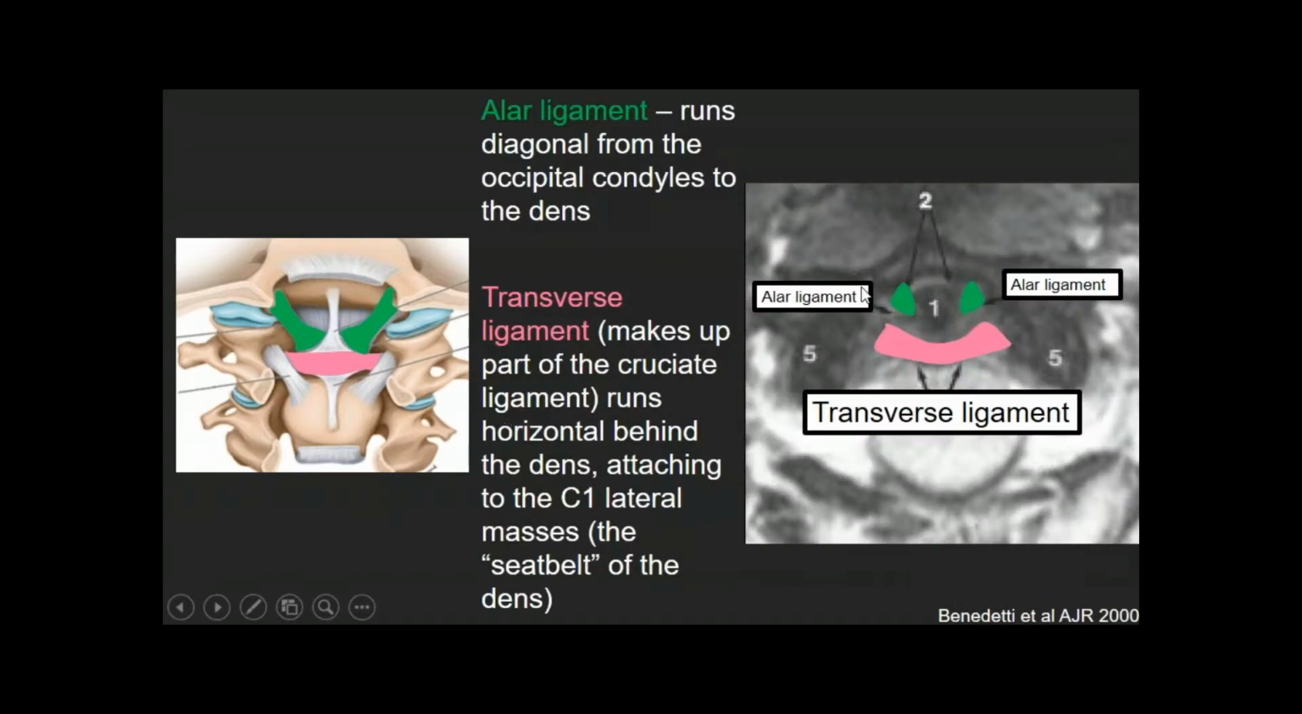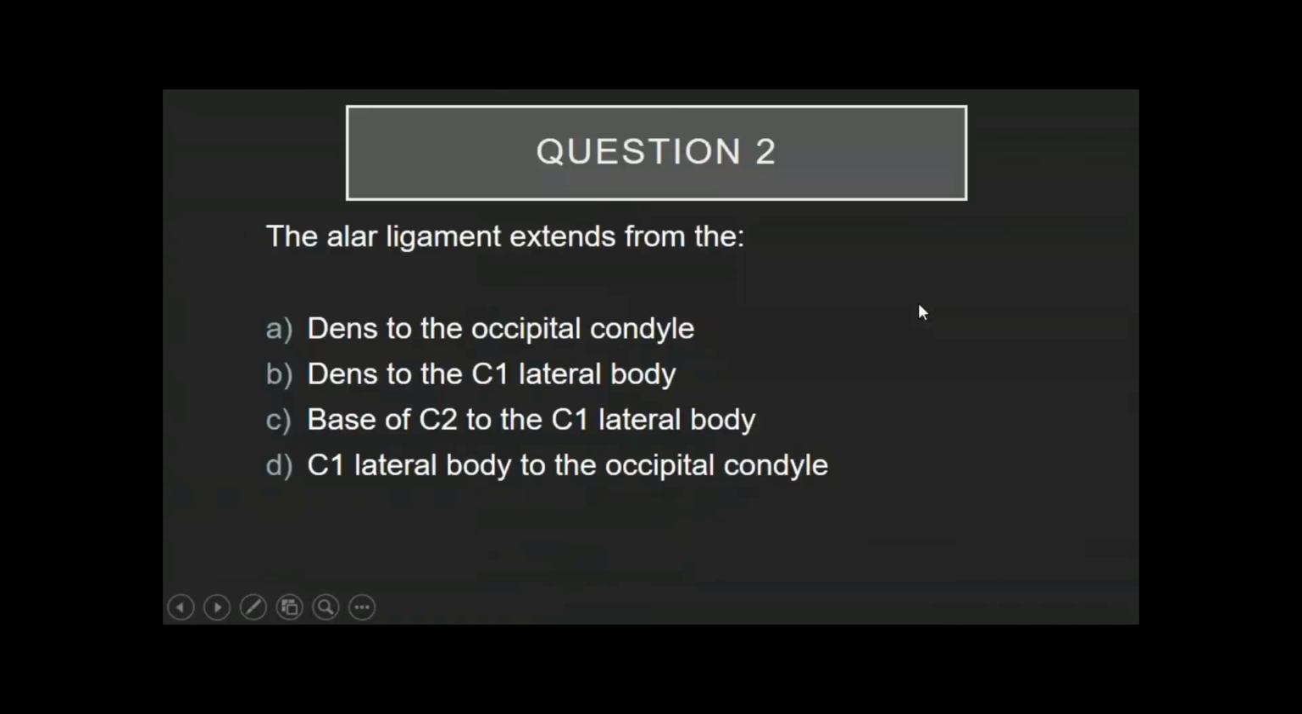Okay, so again, the two I wanted you to focus on: the alar ligament, going from the tip of the dens to the occipital condyles. It's diagonal, running from these two locations. And then the transverse ligament, again, the seat belt of the dens. The transverse ligament is part of the cruciform ligamentous complex, but it's the transverse portion, and it acts like a seat belt for the dens not to fly backwards. And then alar, again, tip of the dens to the occipital condyle.